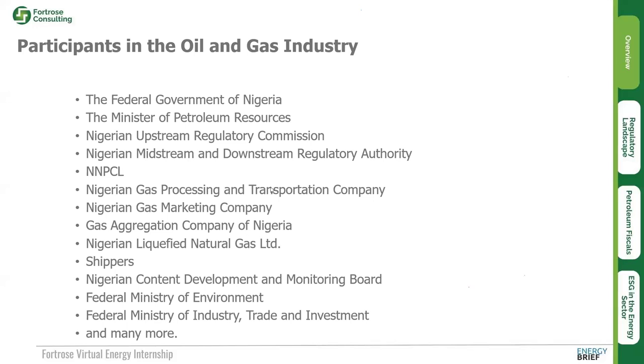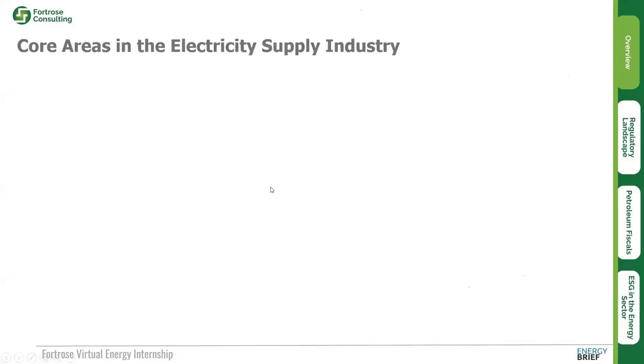Yes, so that's for the key participants for the period. Now, for the electricity supply industry, the electricity supply industry basically is the industry that supplies electricity to your houses and everything. So most of us only know when light reaches our house. We don't know how the light is generated. You don't even know why you don't have 24/7 power supply.